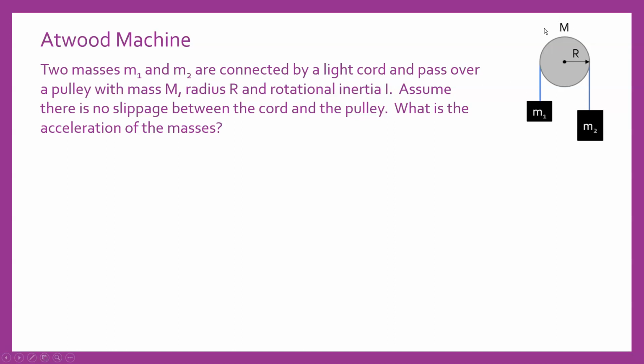This is different. In previous Atwood machine problems, we've had a massless pulley. And we'll see why it's a big difference when the pulley actually has mass. And the pulley has a rotational inertia of I. We want to assume there's no slippage between the cord and the pulley as it passes over the pulley. And what is the acceleration of these two masses, 1 and 2?